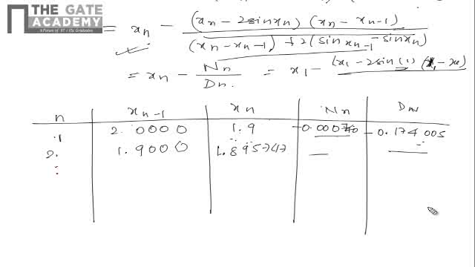Now for n equals 3, this value becomes x(n-1), which is 1.895747, and the next value becomes 1.895494. Again we find the numerator and denominator, but we have to find the root to three decimal places, for n equals 3. So what will our answer be? 1.895747? Sorry, it will be 1.895494. Yes, this is the answer.